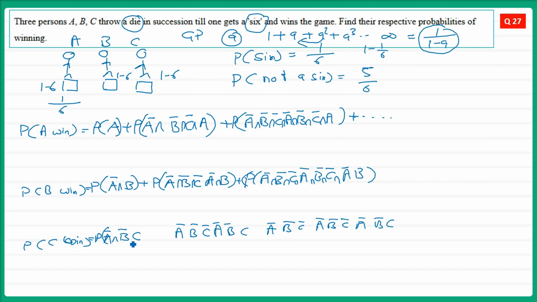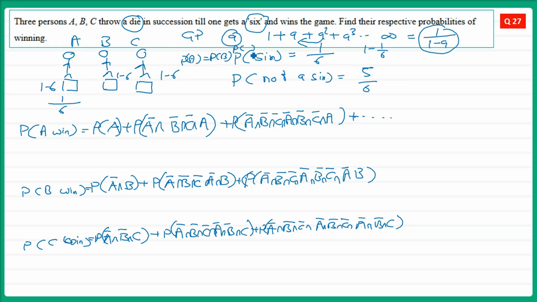Then here C comes after A and B, so A and B have to lose. Then C again comes after AB, so ABC loses, AB loses, then C comes, or C's chance of winning comes here. Or ABC, ABC, AB should lose, then only C. That means whenever C's chance comes, then only the option of winning and losing will appear. Sometimes he loses, sometimes he wins.